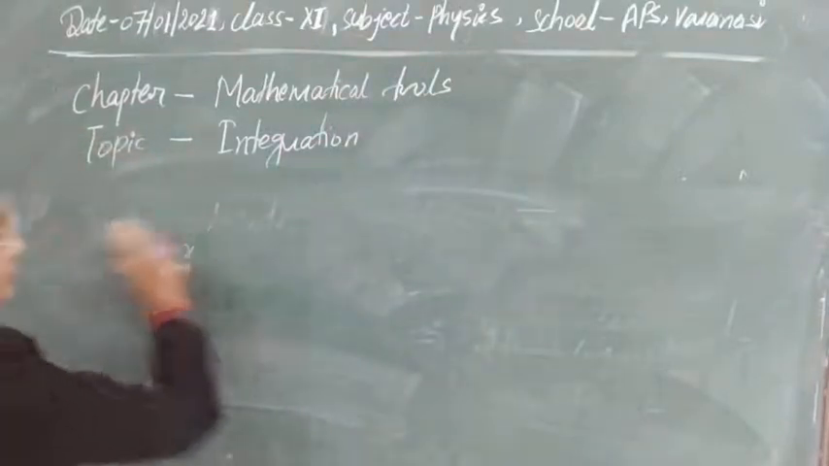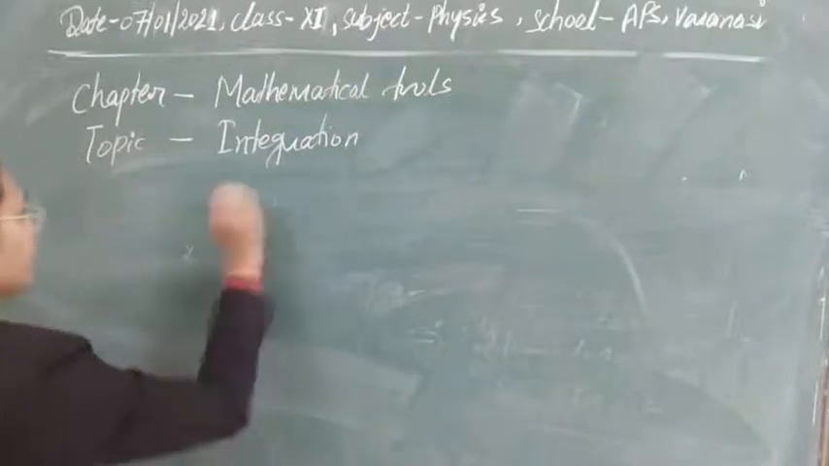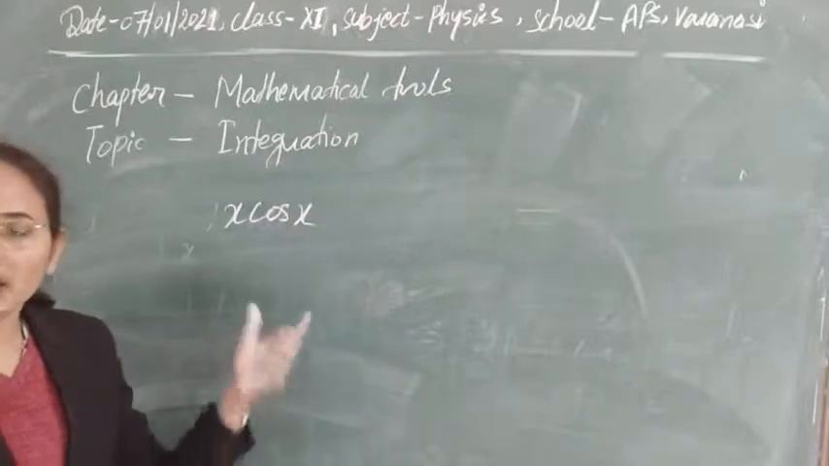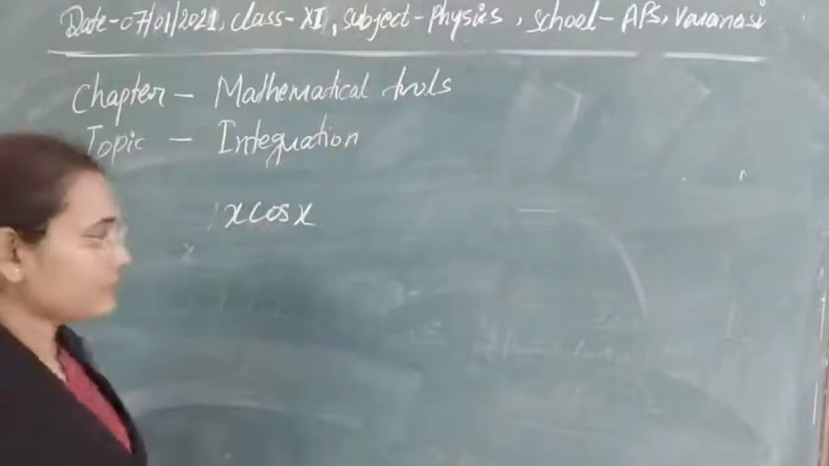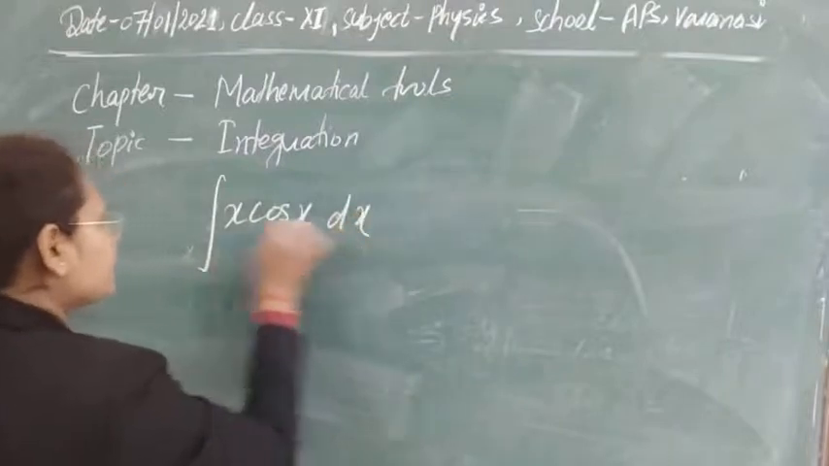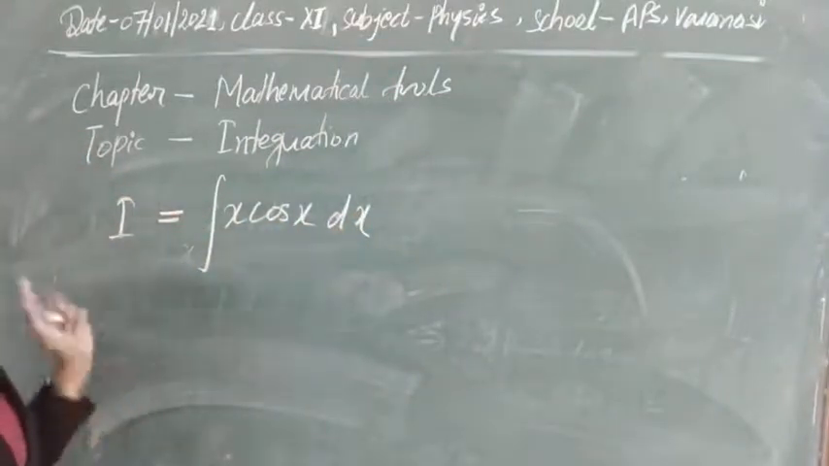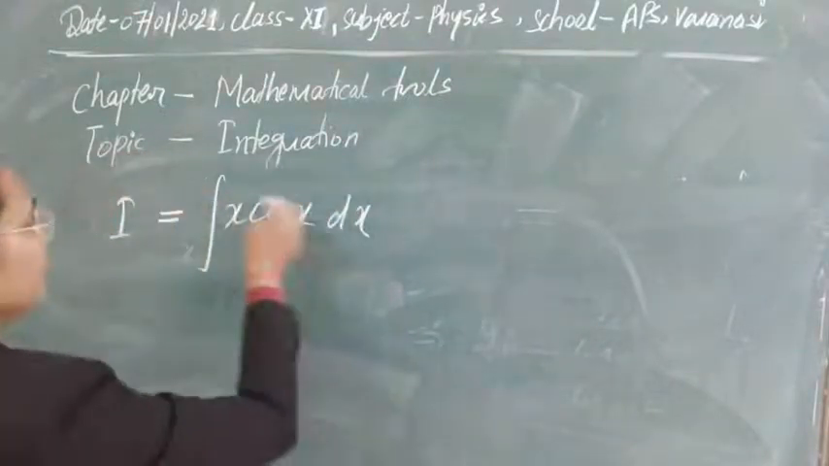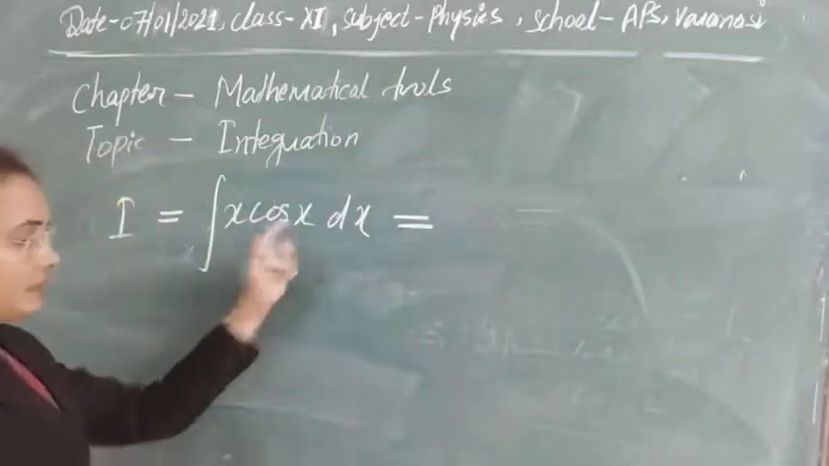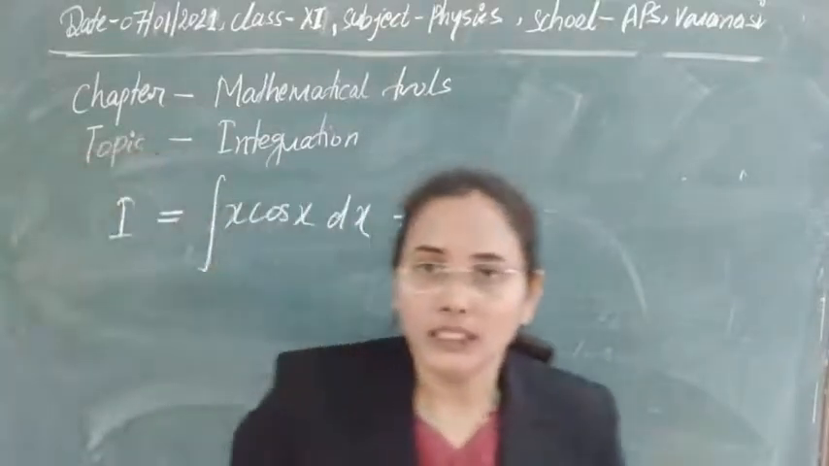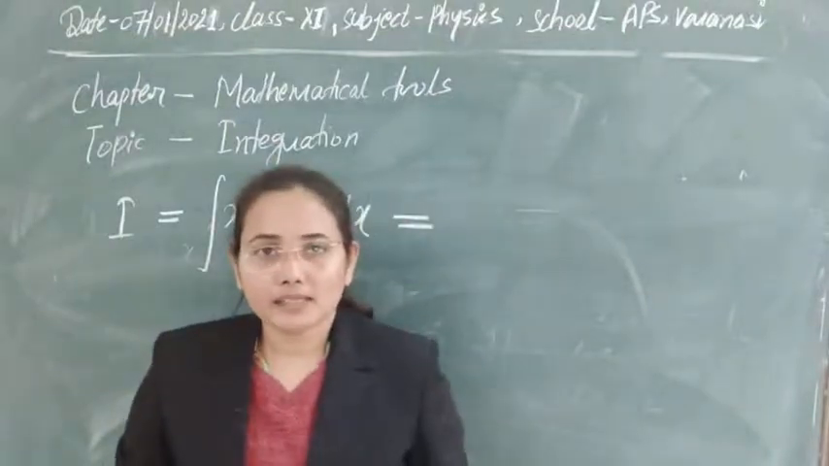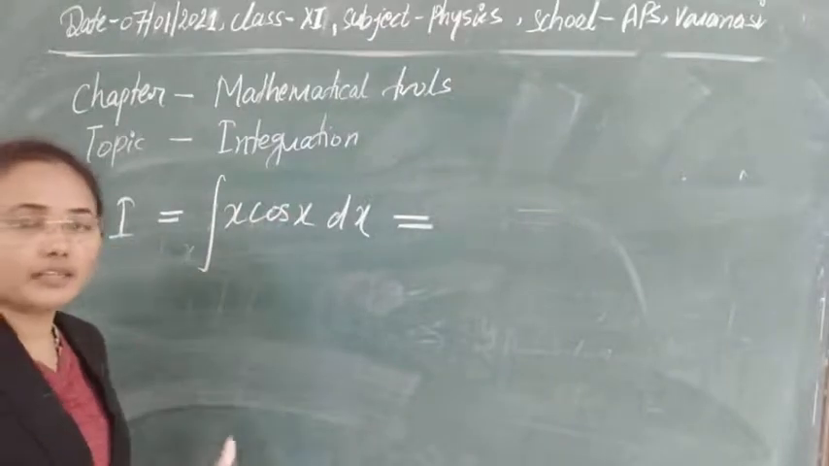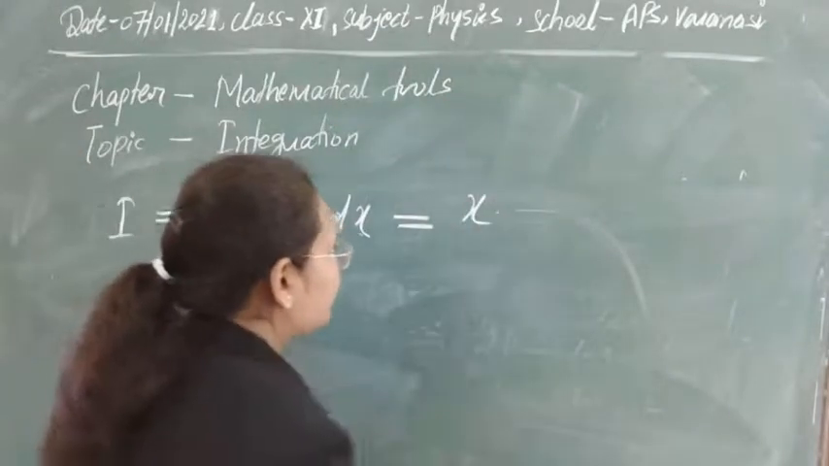Let's take some more examples. Suppose we have a function given as x cos x, and you have to integrate this function with respect to x. Suppose the integration of this is I, and we have to calculate the value of I here. For that case, again apply the method of by parts and apply the formula. I am taking x as the outside function. Later I will tell you why I have done this.